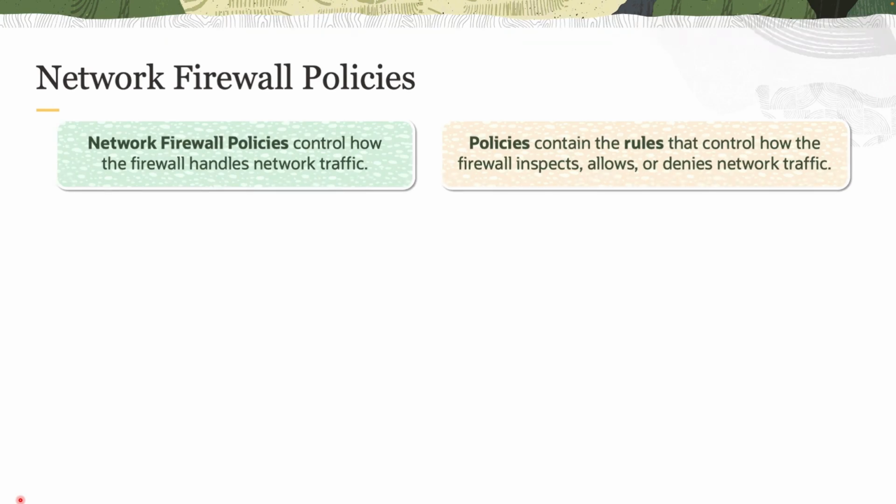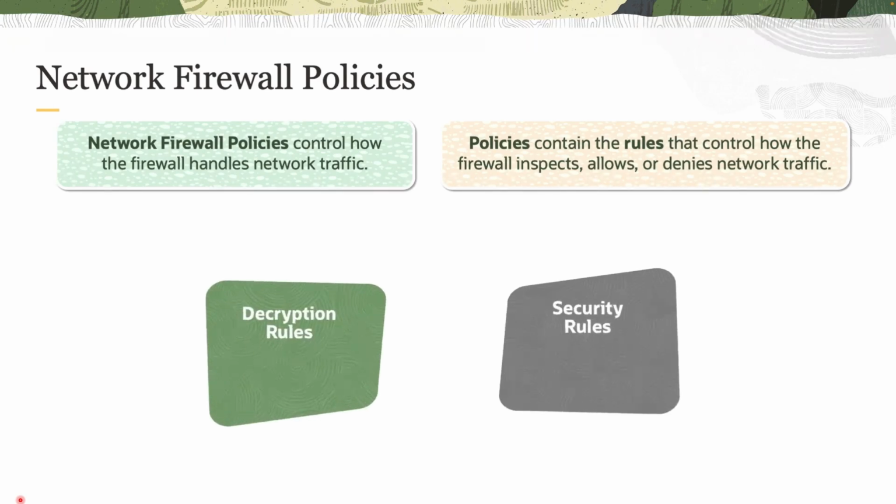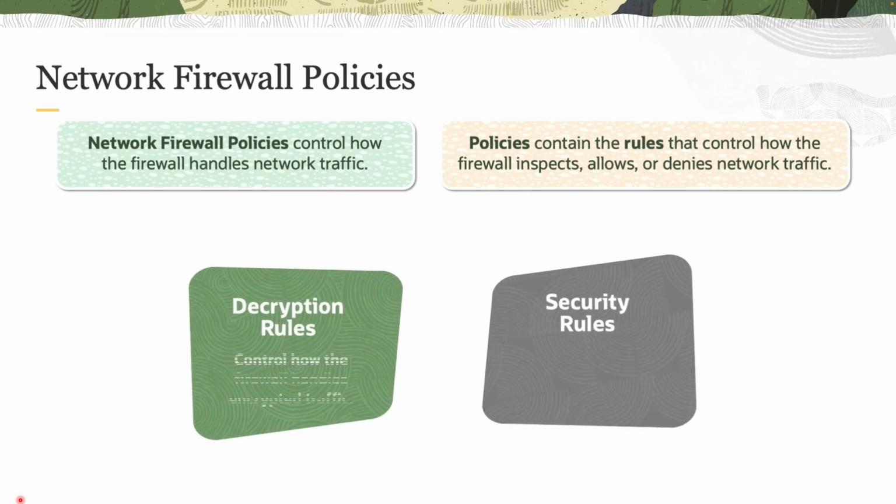In the network firewall policy, we define two rules: decryption rule and security rule. Decryption rules allow the firewall to inspect traffic encrypted over secure channels such as SSL or TLS. To achieve this, the firewall acts as a man in the middle, allowing the implementation of two decryption methods, SSL forward proxy and SSL inbound inspection. And security rules control network access based on specific criteria to ensure only authorized traffic enters your network.